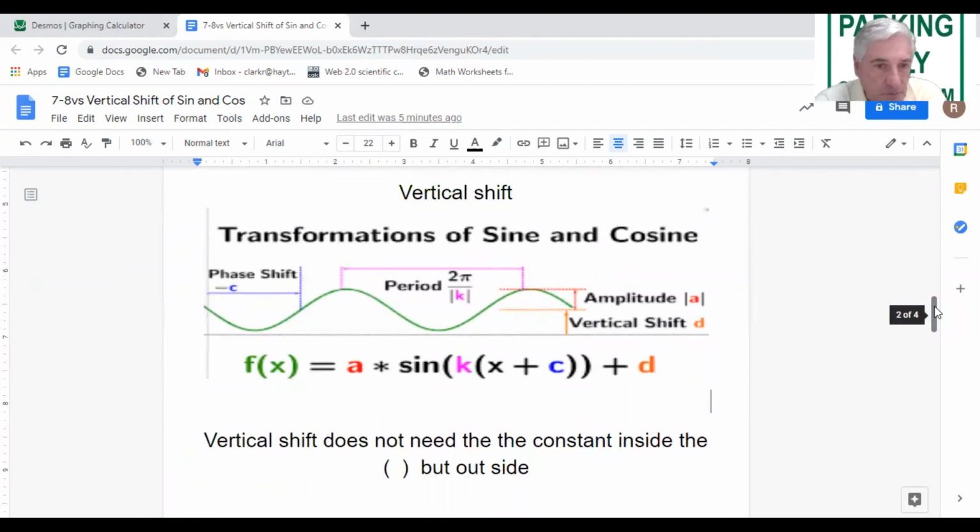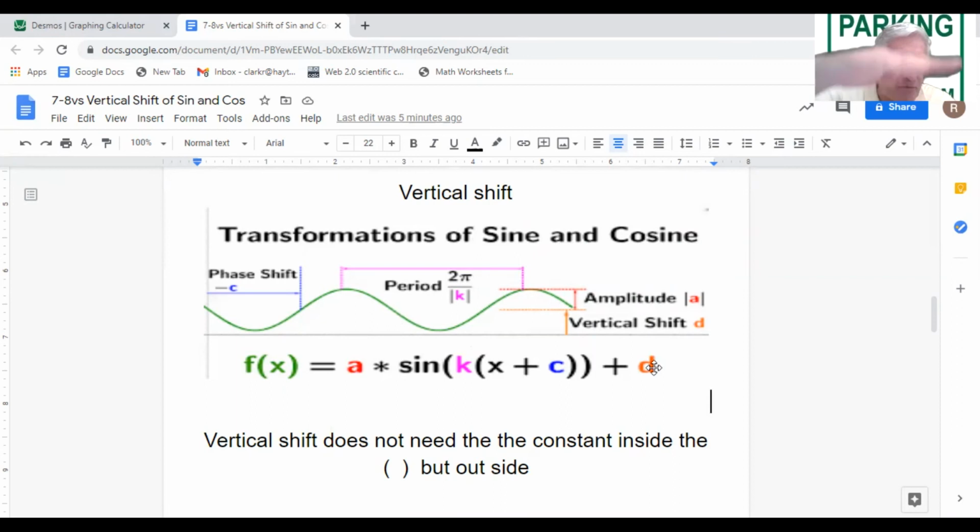Now, we've already talked about A. A is amplitude. It goes in front of sine. Then we talked about K. K changes the period. It goes in front of x. Then we talked about the phase shift. If you put something in parentheses and add it or subtract it with x, it shifts our graph sideways. Now we're talking about vertical shift.